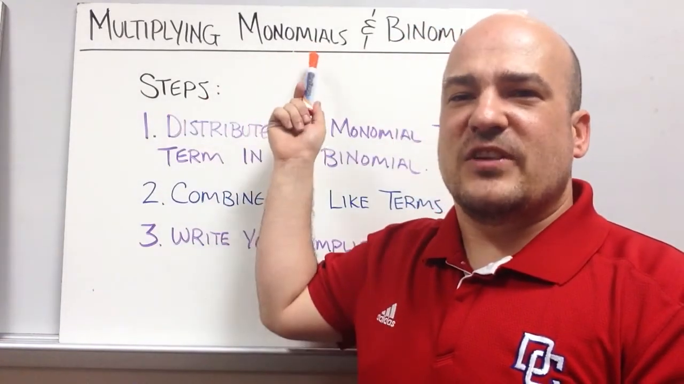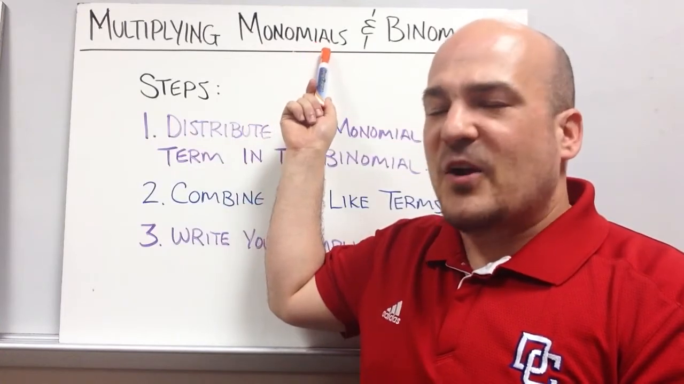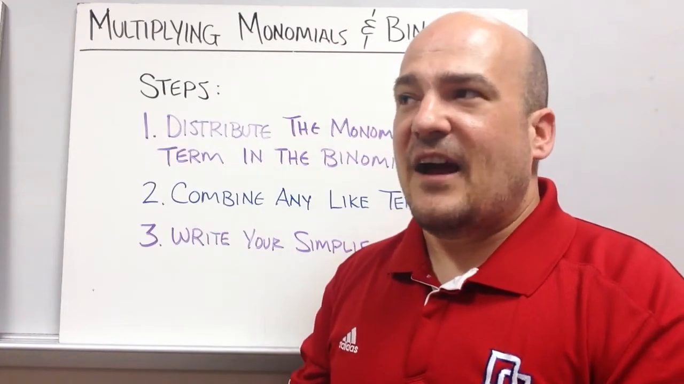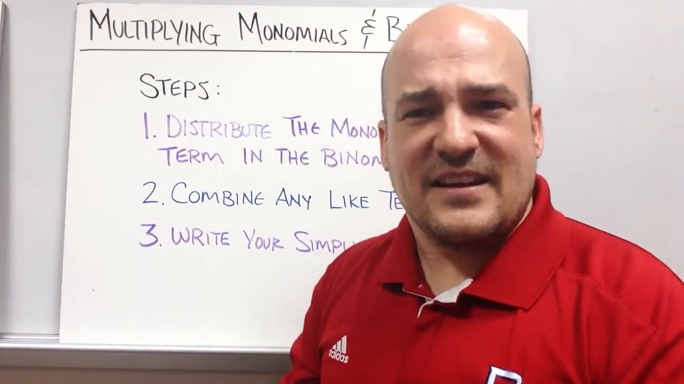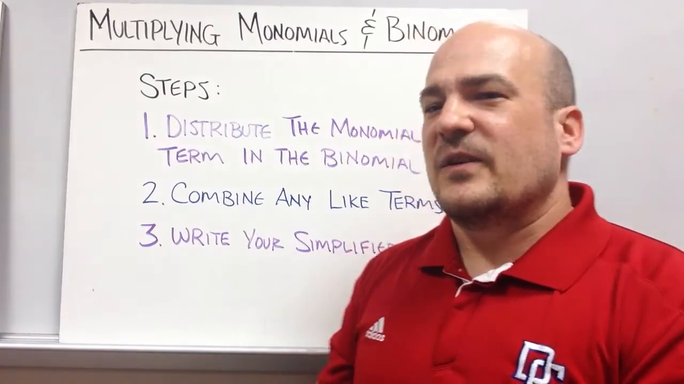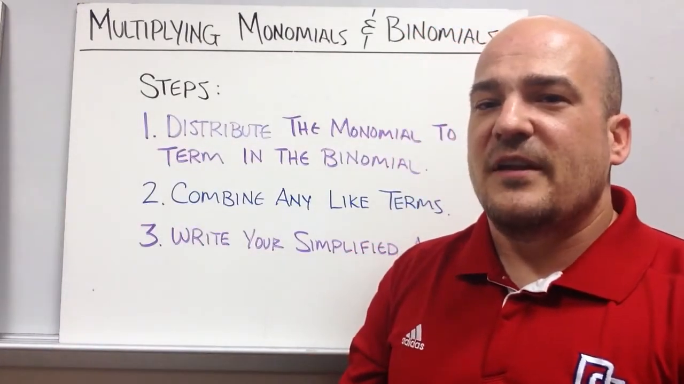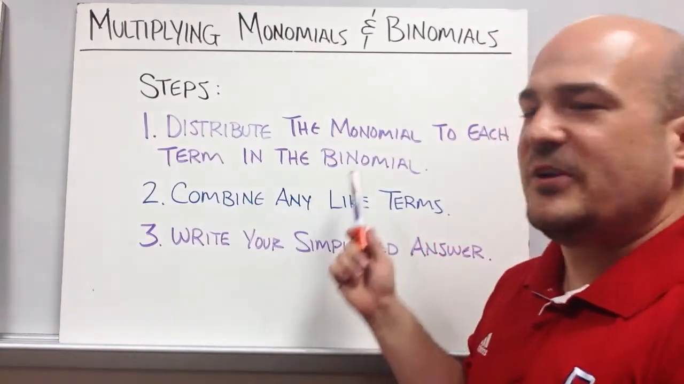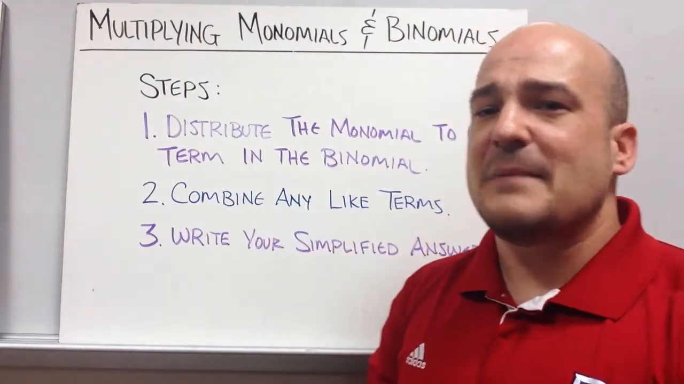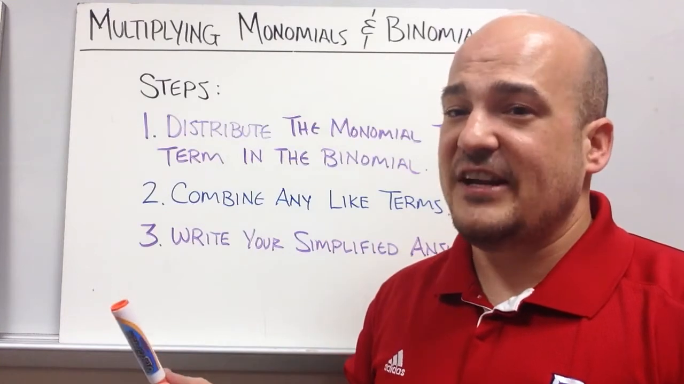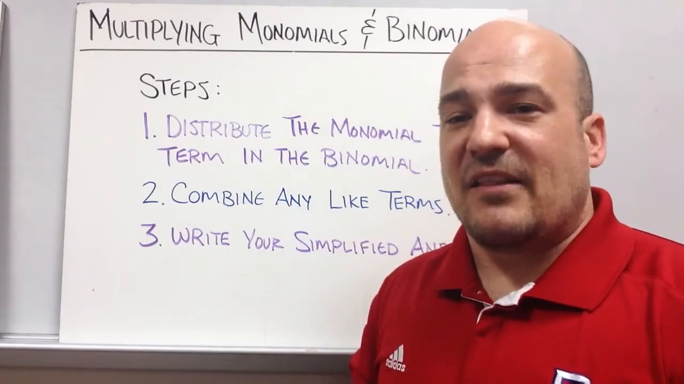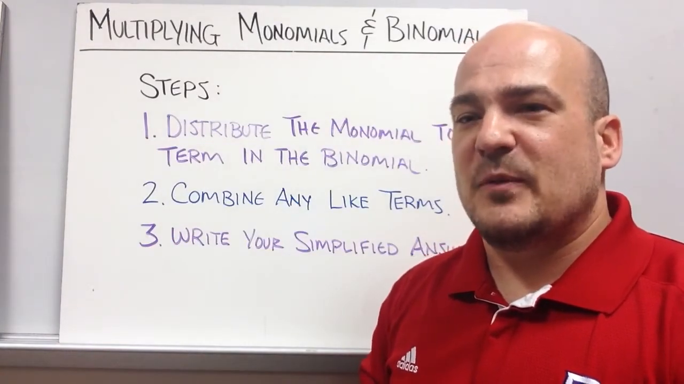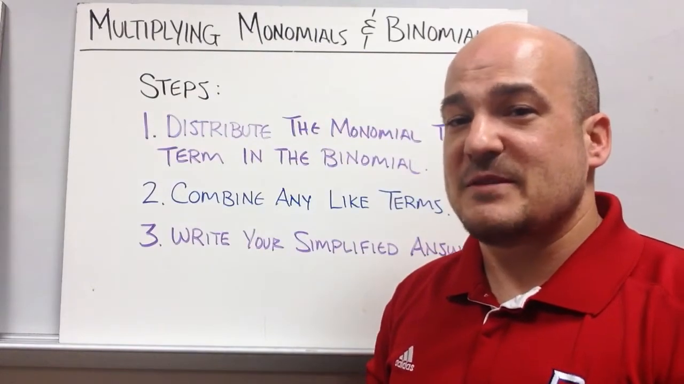And so I want to make sure that you know what we're doing. We're multiplying a monomial times a binomial. Okay, so these are the steps to do it. And again, I think once you see the examples, you'll be like, oh, that's it? That's all I have to do? And yeah, that is all you have to do. Okay, but step number 1 is distribute the monomial to both terms in the binomial. Okay, distribute the monomial to each term in the binomial. Step number 2 is to combine any like terms, if you do have any. And step number 3 is to write your simplified answer. Okay, so let's take a look at a couple of examples of how to multiply a monomial times a binomial.